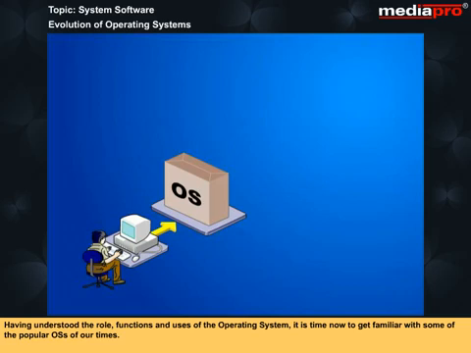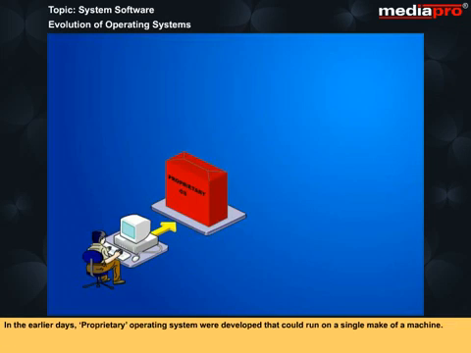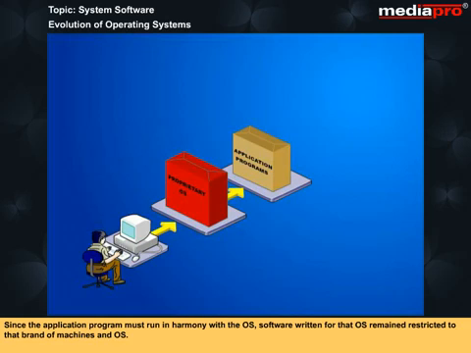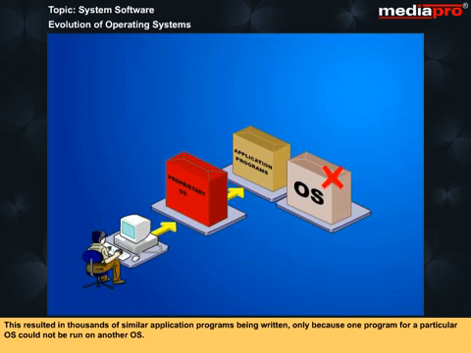Having understood the role, functions, and uses of the operating system, it is time now to get familiar with some of the popular OSs of our time. In the earlier days, proprietary operating systems were developed that could run on a single make of a machine. Since the application program must run in harmony with the OS, software written for that OS remained restricted to that brand of machines and OS. This resulted in thousands of similar application programs being written only because one program for a particular OS could not be run on another OS.